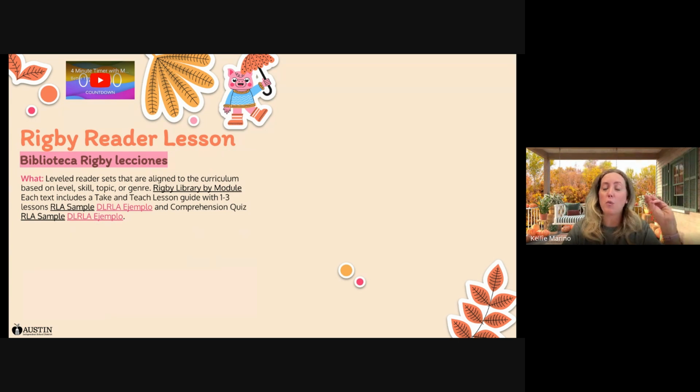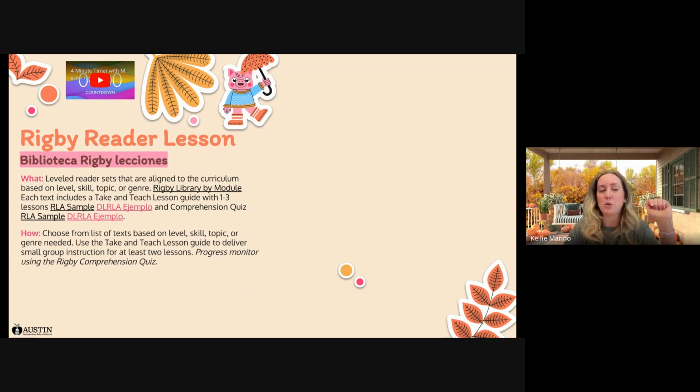Now, what you should find is that your Rigby readers, if you've never opened them before, they are in blue bins floating around your classroom or your school somewhere. And inside those bins, there are 6 copies of each text, along with a paper copy, a really nice paper copy of the take and teach lesson, the teacher's guide. These are the physical materials that you should have, and that is what you want to use in your small groups with your students. There are a lot of other ancillary materials that you can find online through HMH Ed, which is like the comprehension quiz.